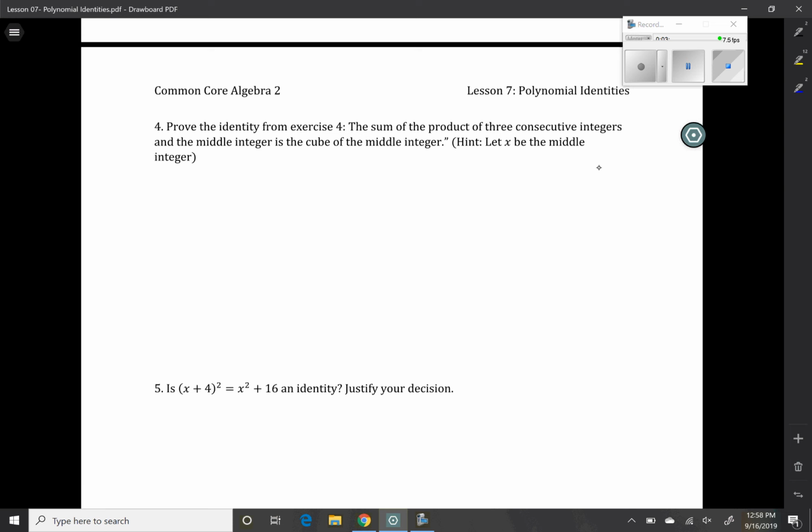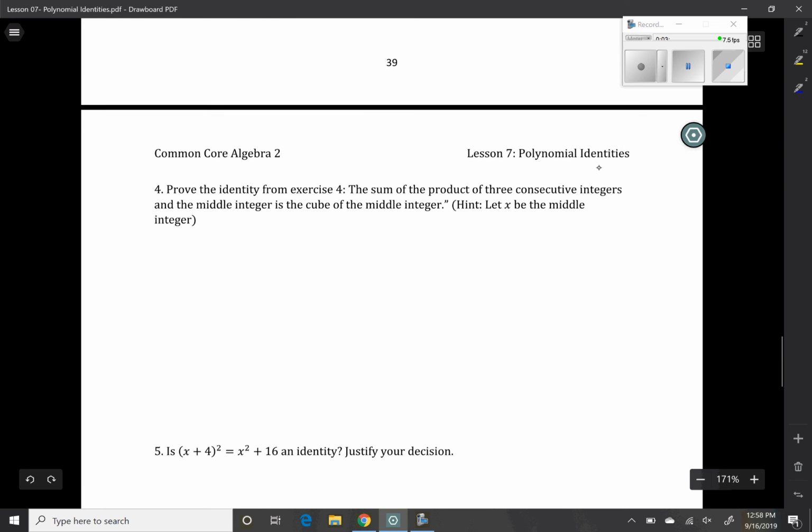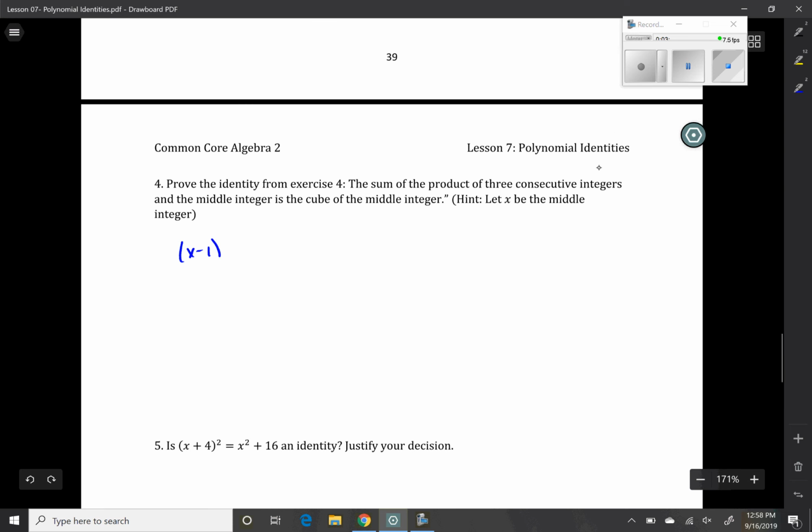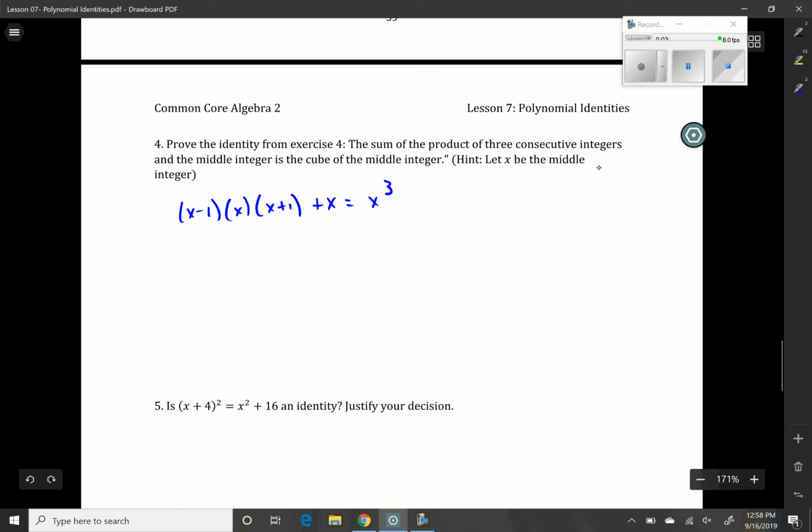Then it wants us to prove the identity. Let x be the middle number. So if x is the middle number, I'm going to take x minus 1 times x plus 1, add x, and that's going to be the same thing as x cubed. If I could show that, then I prove my identity. So if we do that, we have x times x squared minus 1. I'm getting that because we know how to factor, right? Plus x equals x cubed. Distribute x cubed minus x plus x equals x cubed. X's cancel. Identity proven.